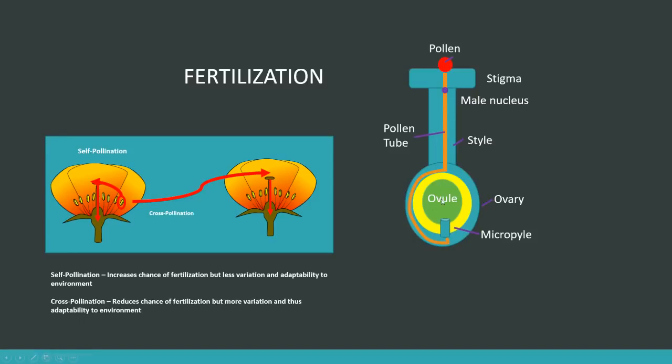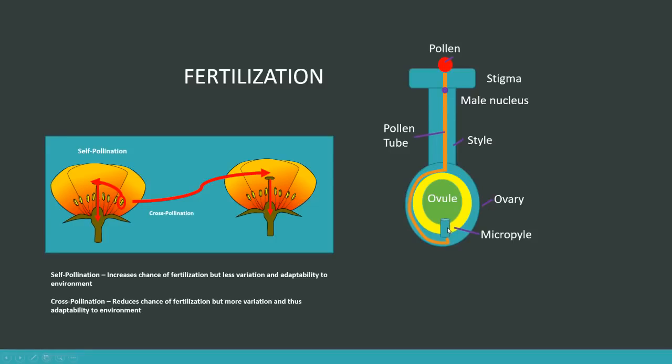Now when the ovule, which contains the female nucleus, combines with the male nucleus, which is originally from the pollen, when that happens, then of course fertilization has happened, and you have finally ultimately formed the zygote. And that is indeed sexual reproduction of a plant.